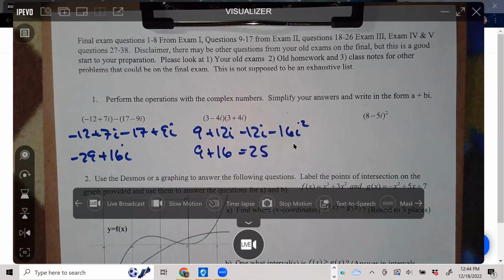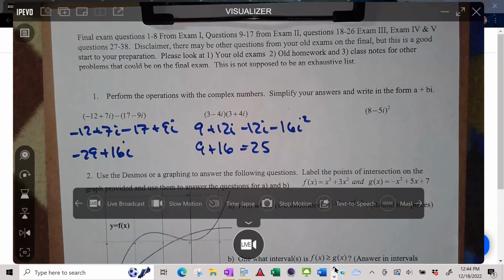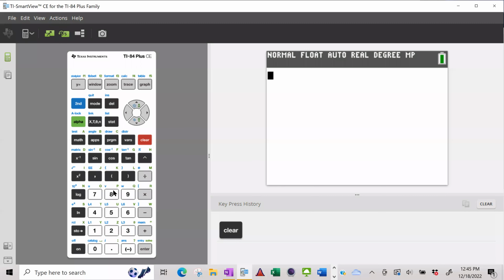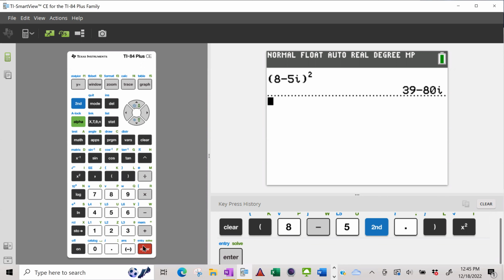Okay. You can also do this kind of stuff or double check yourself on the graphing calculator. Remember, you can get to i with the second key. So parentheses 8 minus 5i. i is above the decimal point. Right parenthesis, then squared. I still want to see the work, but you should end up with 39 minus 80i.